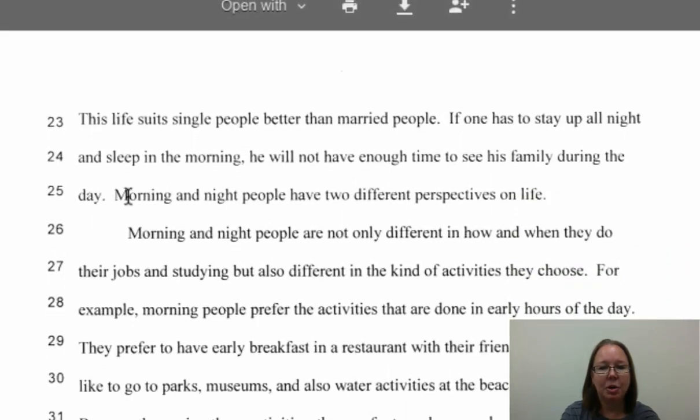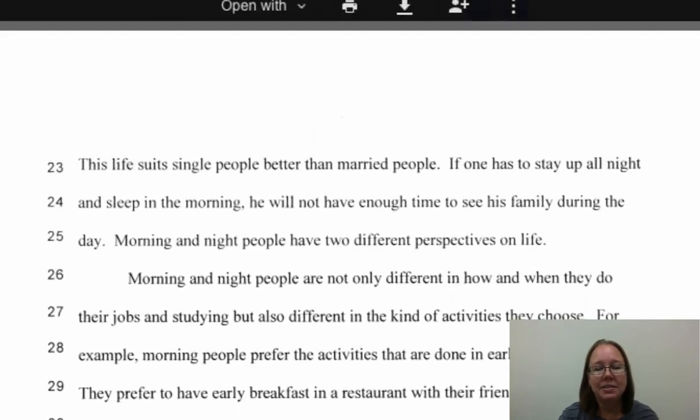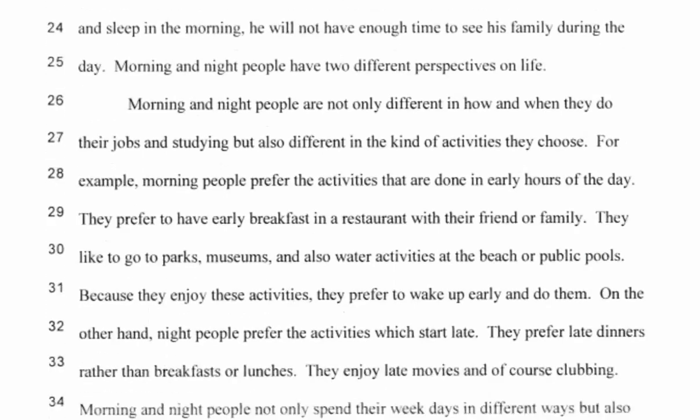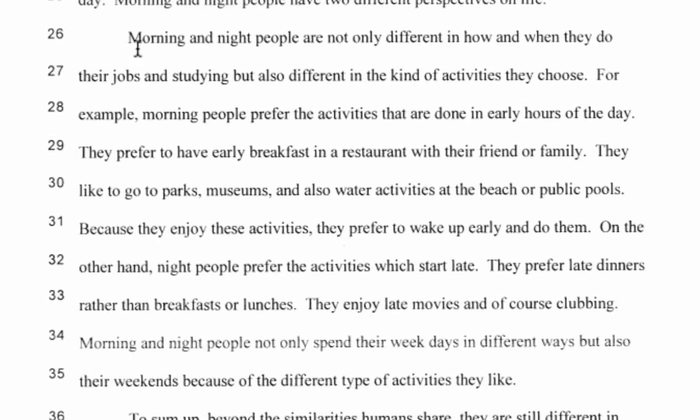Notice this paragraph ends with a conclusion sentence. Morning and night people have 2 different perspectives on life. Remember, your body paragraphs need to have some kind of a conclusion or a transition so that they flow into the next paragraph. So in the third body paragraph here, the writer doesn't use a transition, but the writer does use the key words, morning and night people. And we get the third way that they're different, which is the kind of activities they choose.